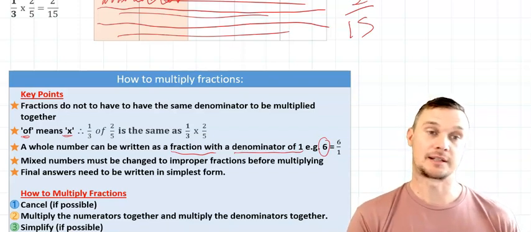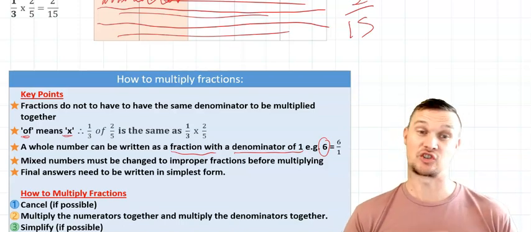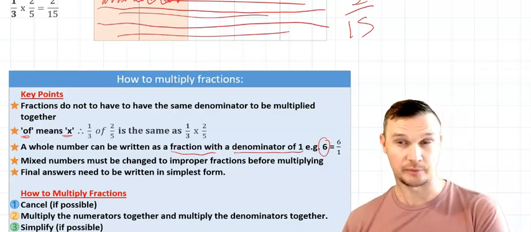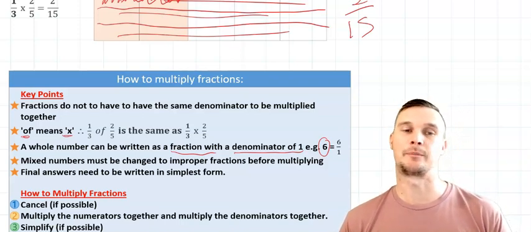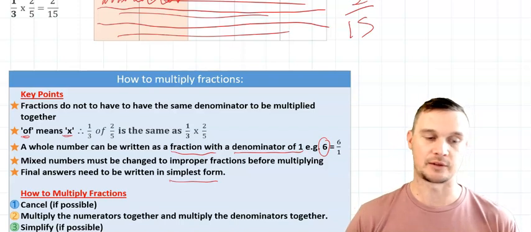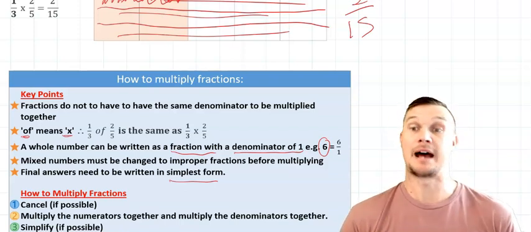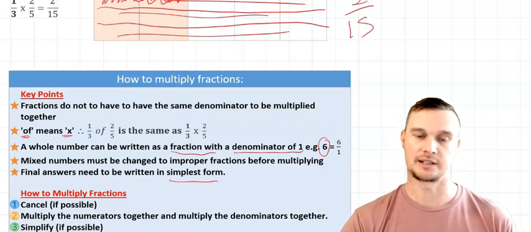The other key thing is that mixed numbers need to be changed to improper fractions before multiplying. That's a key part there. And finally, when we're answering questions, we put them in simplest form. So make sure you have those 5 key maths manners written down before we continue.